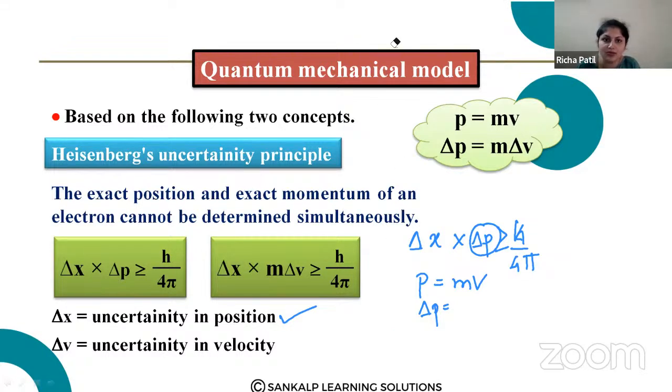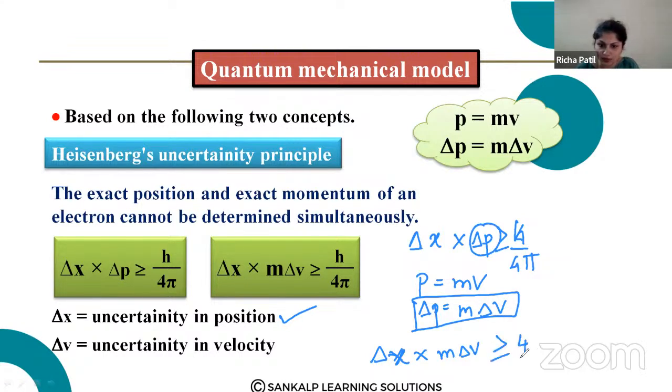Okay, delta p is equal to mass into delta v. So substitute this value of delta p here. What you get is delta x into m into delta v greater than or equal to h by 4 pi. So this is the final equation we get. Based on the Heisenberg uncertainty principle, what he said is that we cannot determine both the position and momentum of an electron simultaneously. So this was the equation put forth by Heisenberg.